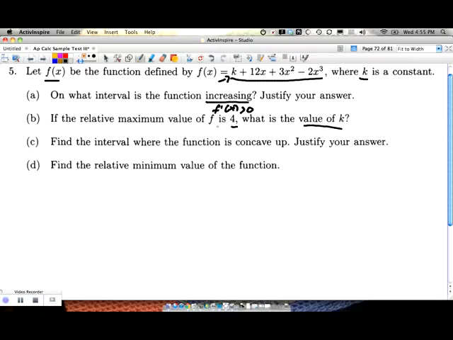Find the interval where the function is concave up. Concave up means f double prime of x is greater than 0. The second derivative greater than 0. Find the relative minimum value of the function. For something to be a relative minimum value, we're looking at the first derivative. We're going to be decreasing, then increasing, and in between, we get a min. So let's do this one step at a time.